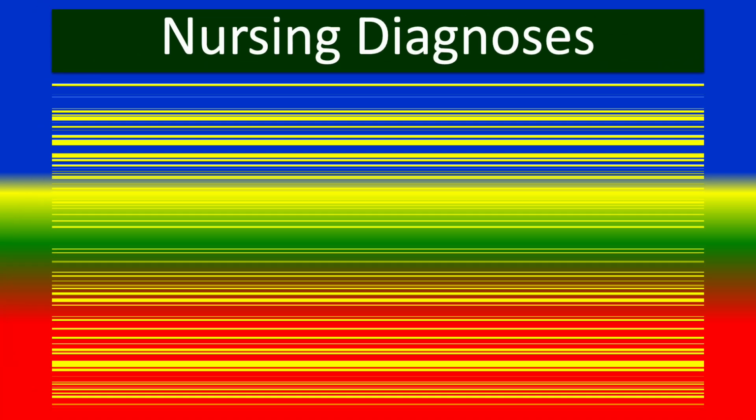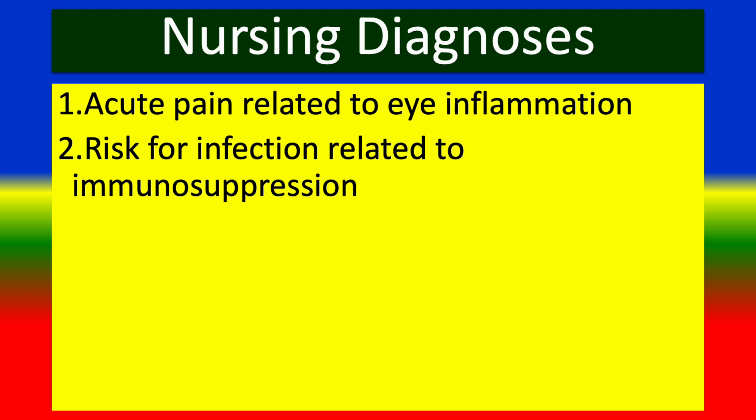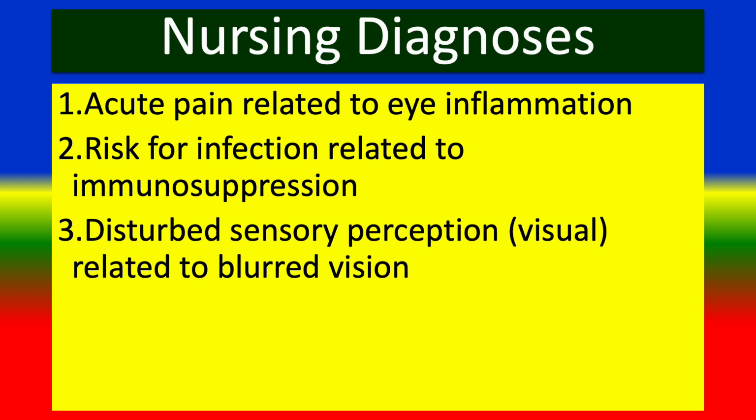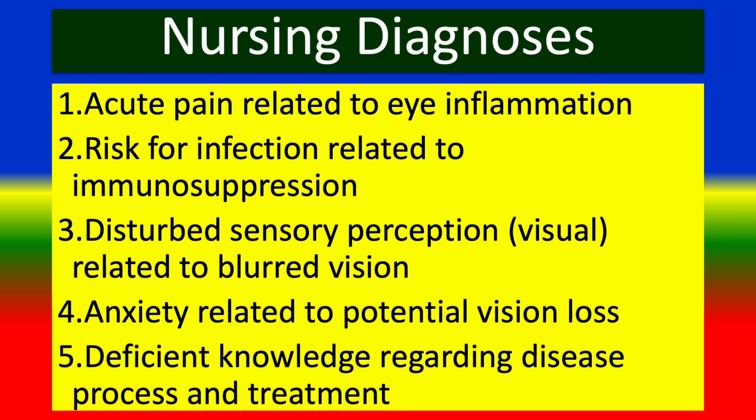Nursing diagnosis: 1. Acute pain related to eye inflammation. 2. Risk for infection related to immunosuppression. 3. Disturbed sensory perception related to blurred vision. 4. Anxiety related to potential vision loss. 5. Deficient knowledge regarding disease progress and treatment.